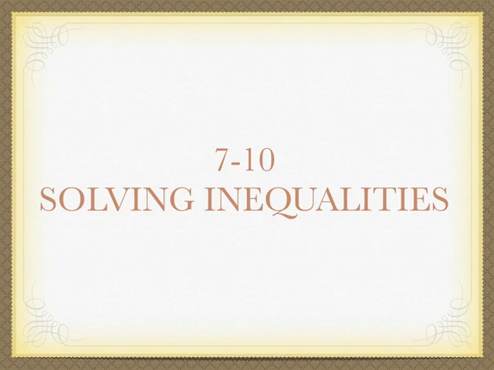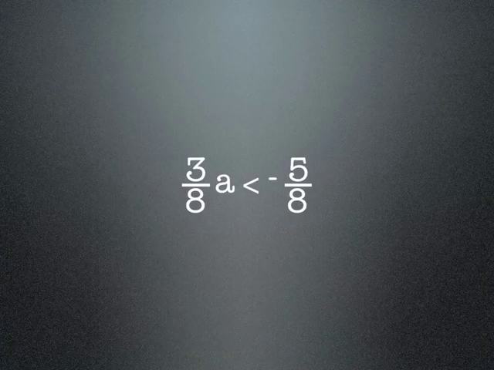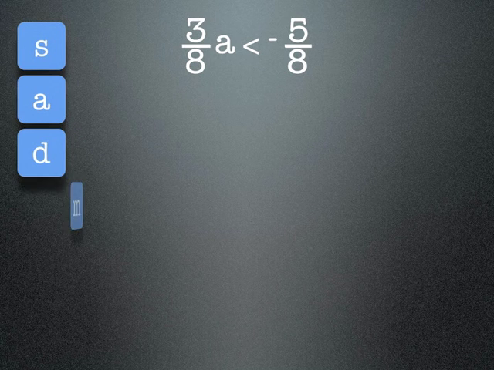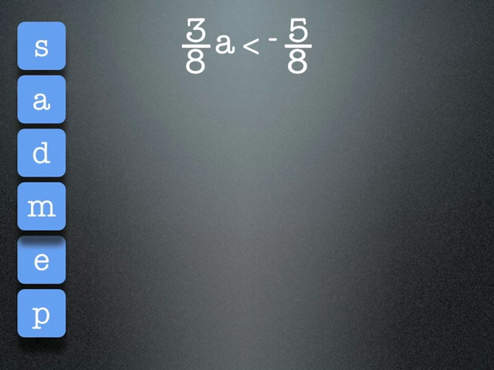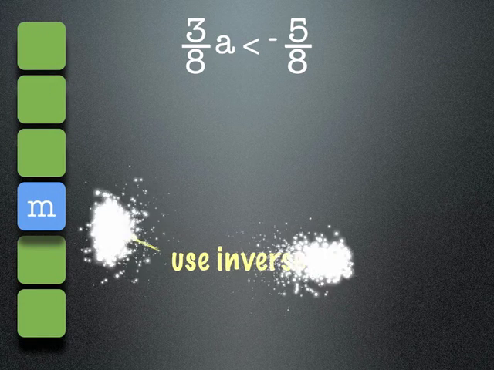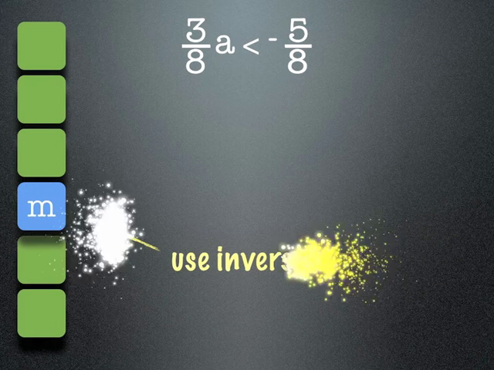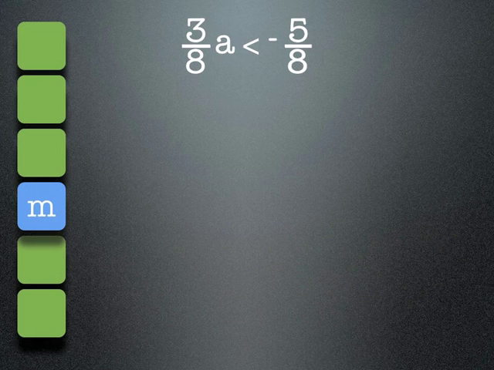Last section for Chapter 7, Solving Inequalities. You go about solving an inequality the same way you would solve an equation. That means you would go about solving it the same way if there were an equal sign in between the two numbers. This example here, we're dealing with multiplication. So we have to use the inverse operation of multiplication, which is division.